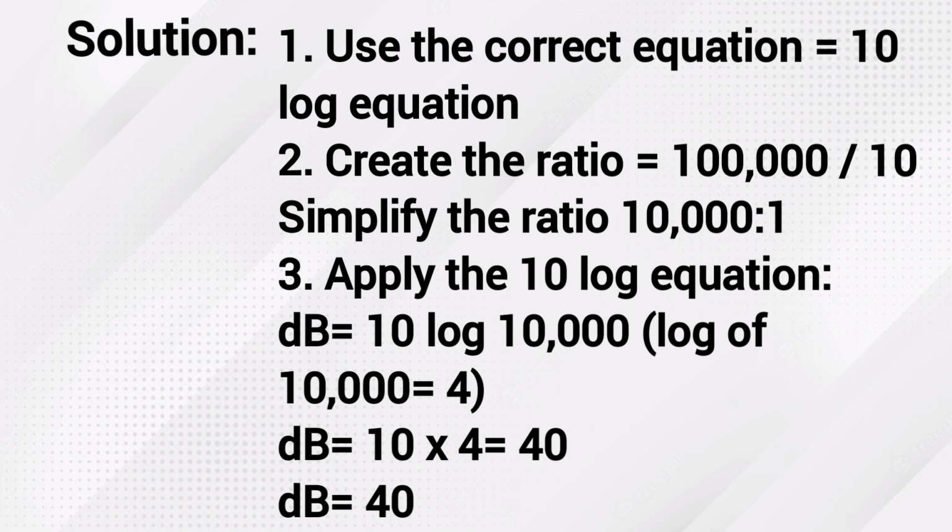Now apply the 10 log equation. dB, that's decibel, equals 10 log 10,000, and the log of 10,000 is equal to 4. That's to say, dB equals 10 times 4, and 10 times 4 is 40. That is 40 decibels. That answers the question that deals with intensity or power. So when you use intensity or power, you use the 10 log equation. A change in power from 10 milliwatts to 100,000 milliwatts expressed in decibels is a 40 decibel change.